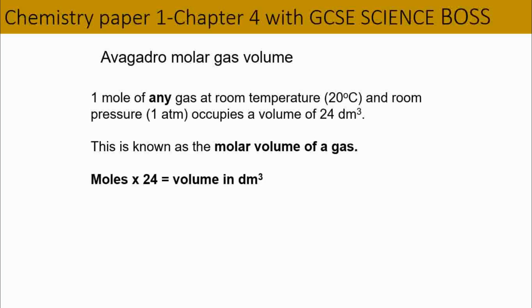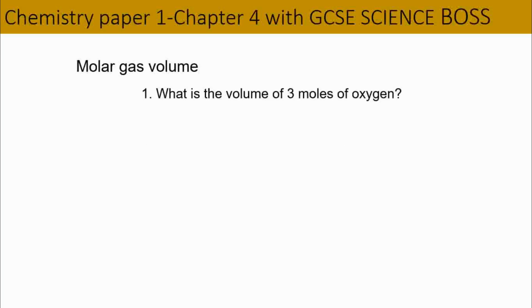And to find the volume of a gas, it's going to be the number of moles times 24, and that would give you the volume of gas in dm cubed. Okay, so if I give you this question and it says what is the volume of 3 moles of oxygen at RTP? It doesn't matter if it's oxygen, hydrogen, whatever the gas is, the same moles of gas will occupy the same amount of space. So all we need to do is 3 times 24, which gives me 72 dm cubed.